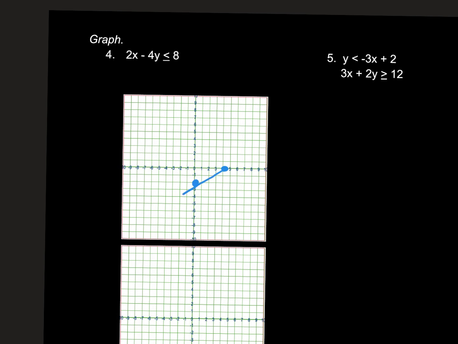It's a solid line. I kind of missed my point there. Because of the equal sign, plug in 0, 0, you get 0 minus 0 is less than 8. That is true. So I would shade above the line. And that's number 4.